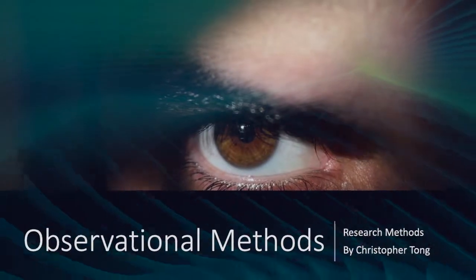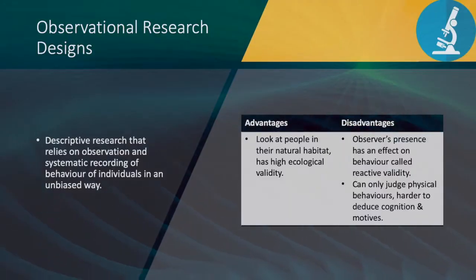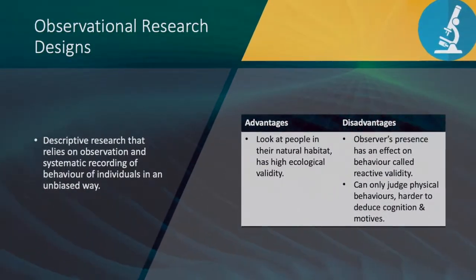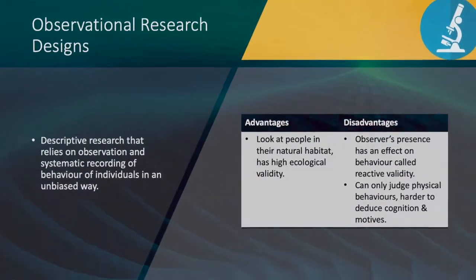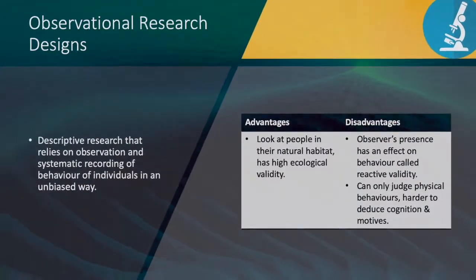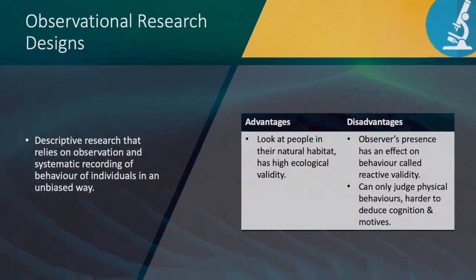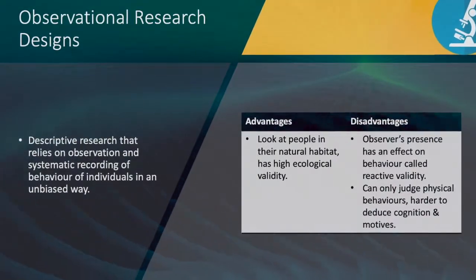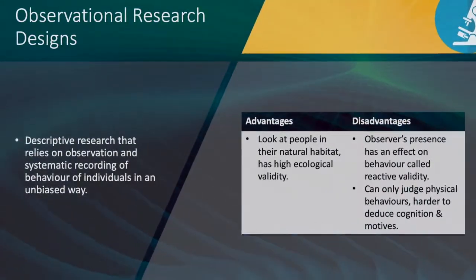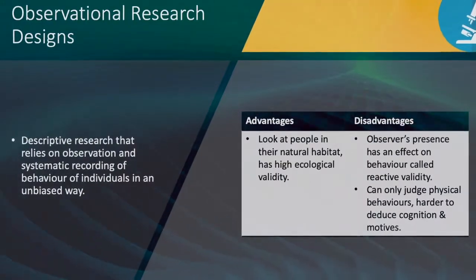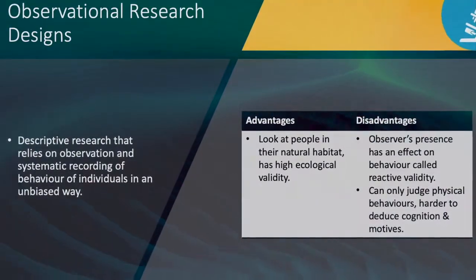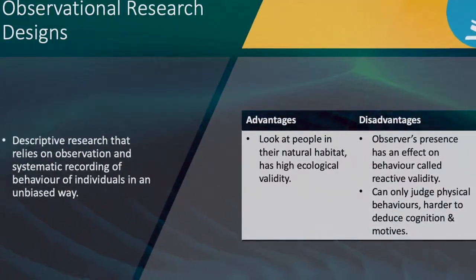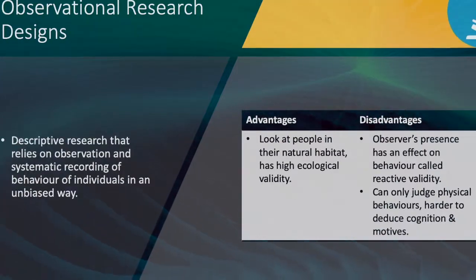Observational methods. Observational research design is defined as descriptive research that relies on observation and systematic recording of behavior of individuals in an unbiased way. Advantages of using an observational research design include that you could look at people in their natural habitat, and this has high ecological validity. Disadvantages, however, include that the observer's presence has an effect on behavior, which is called reactive validity. This method can only judge physical behaviors, and it's harder to deduce cognitions and motives.